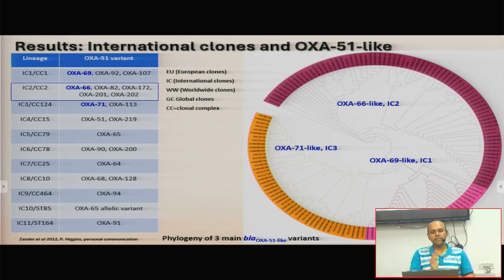which is nicely separating out IC3, IC1, and IC2. Okay, so there are other sub-variants over there. So that OXA-69, OXA-66, OXA-71, those are OXA-51 like genes. Okay, because OXA-51 like meaning it is similar. That is the broad term that is used. And under that, each variant that is classified is given a number, 69, 66, 71, 94, and so on.